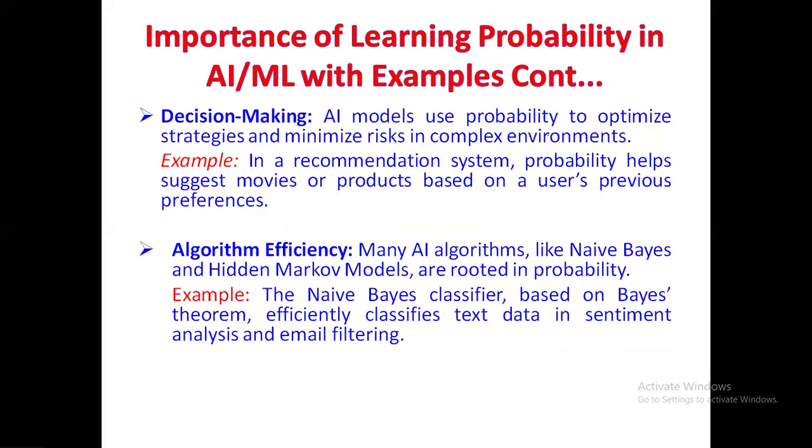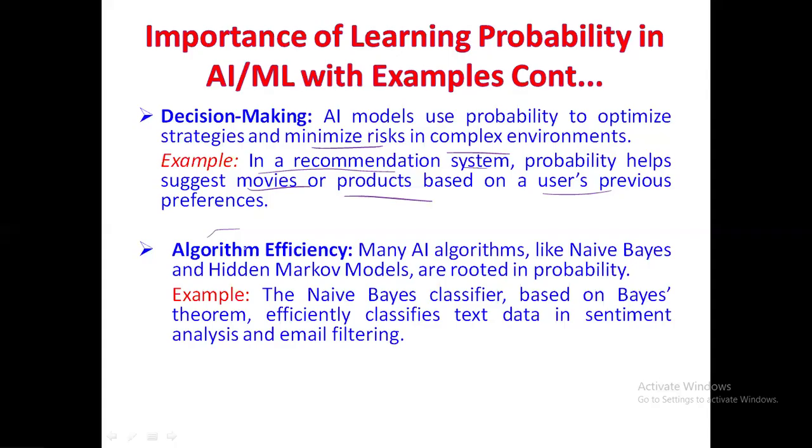Next, decision making. Probability is also used in decision making. AI models use probability to optimize strategies and minimize the risk in complex environments. For example, in a recommendation system, probability helps suggest movies or products based on users' previous preferences.